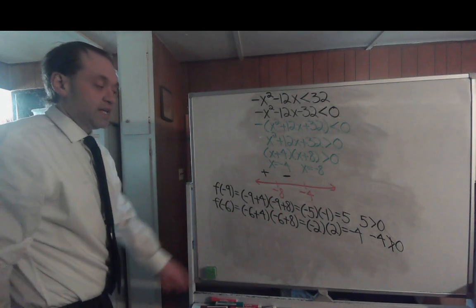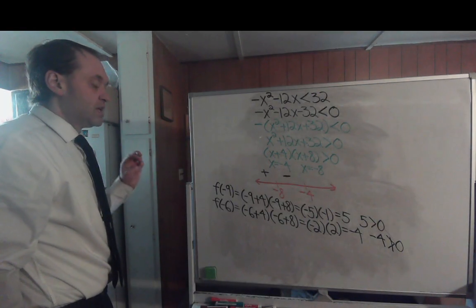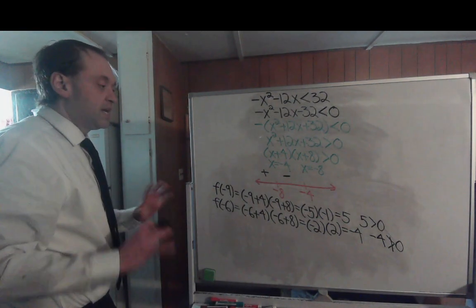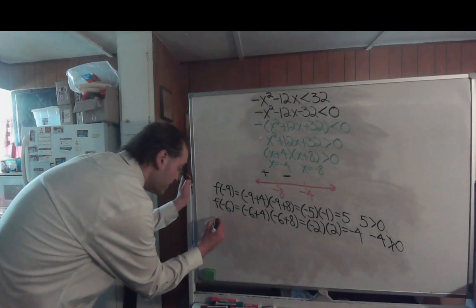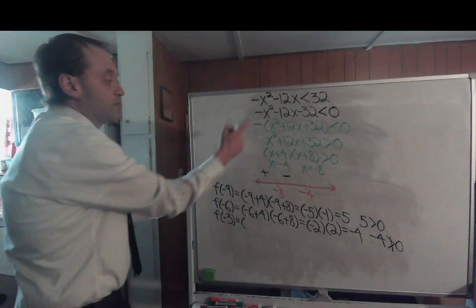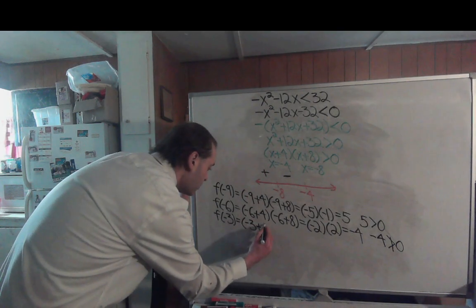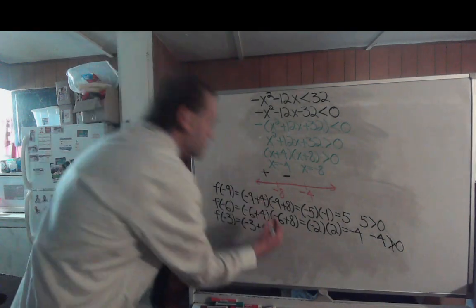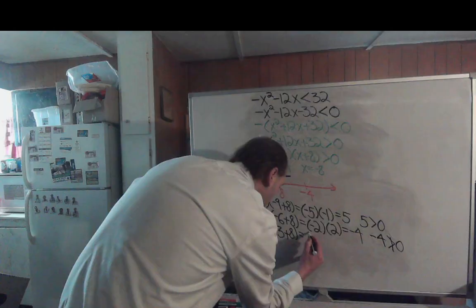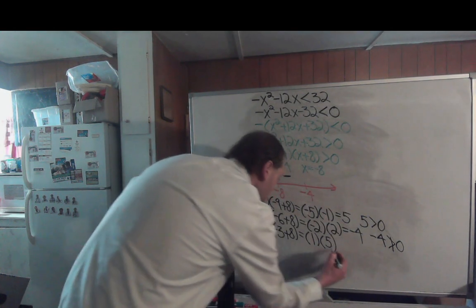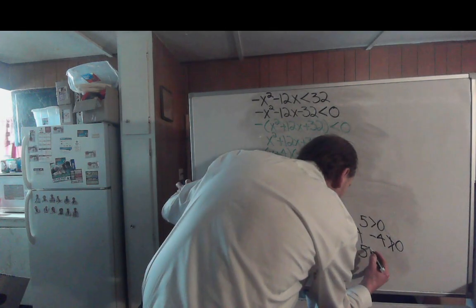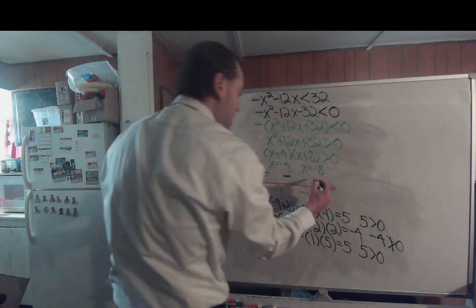And then last but not least, we need to test the interval from negative 4 to infinity. Pick any number at all. I'm going to pick f of negative 3, excuse me. So f of negative 3 would equal, in your factors, negative 3 plus 4 times the quantity of negative 3 plus 8, which would end up giving you 1 times 5, which equals 5, and 5 is clearly greater than 0. So you'll have a positive.